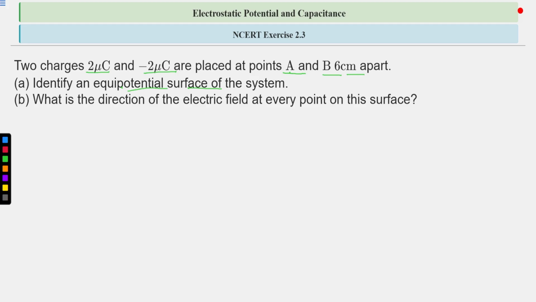What is an equipotential surface? Where potential remains same. The surface on which potential remains same between any 2 points. So you have to identify one equipotential surface. What is the direction of the electric field at every point on this surface? So firstly, identify the equipotential surface. Now identify the direction of electric field at any point on this surface.